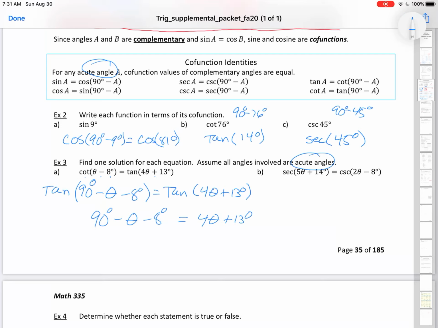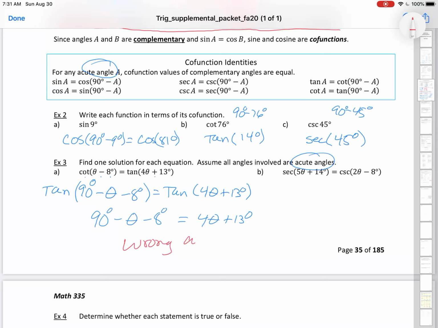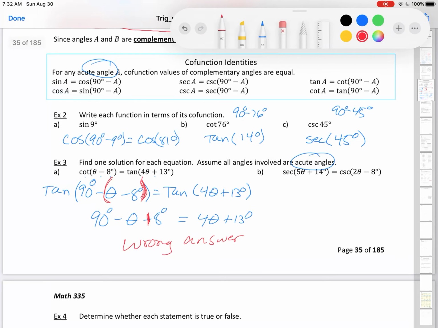But here's what's going to happen. I'm going to get the wrong answer. I've done something majorly wrong, something that you said you would be careful of when you chose this major, whatever major requires you to know calculus. Do you see what I've done wrong? Okay, I'll show you. I'll put it in red. It's 90 degrees minus the entire angle. If you don't subtract both the theta and the negative 8 to get the positive 8, you're going to get the wrong answer. So you have to be super careful.